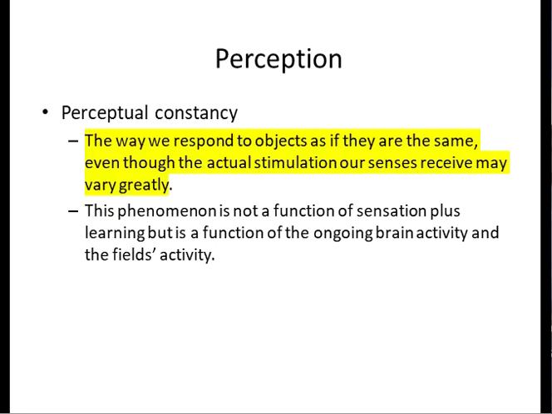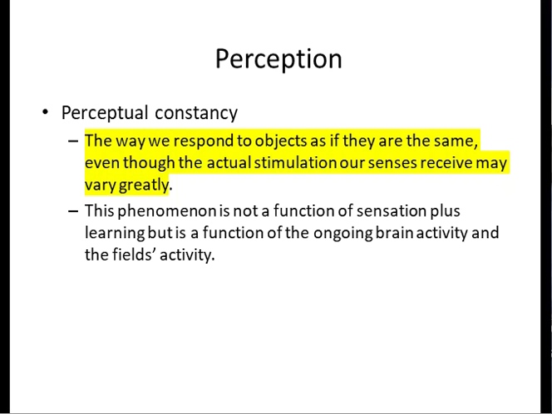Carrying that idea further as we look at perception. Perception is how we make sense of the stimuli that we receive from the environment around us. But there's also this idea of perceptual constancy: the way we respond to objects as if they are the same even though the actual stimulation on our senses may be greatly different.